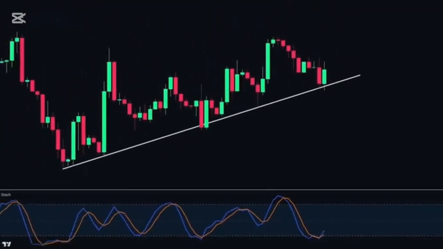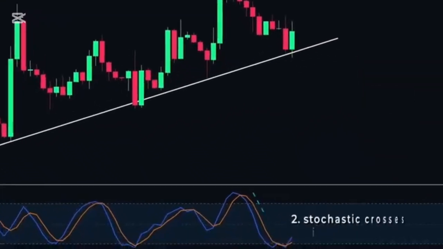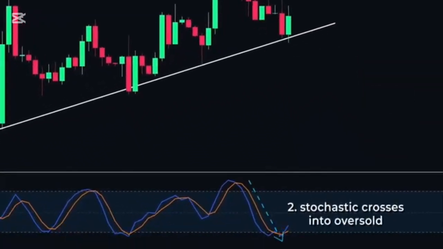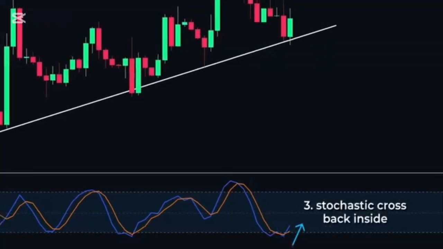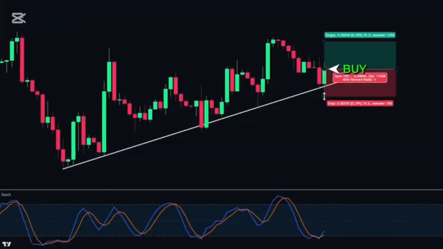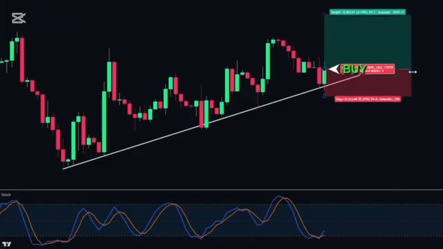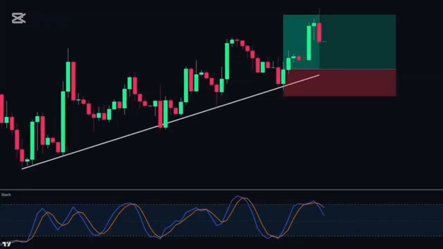So, to recap, first we want to see price approaching the trend line area. Next, we want to see the stochastic cross into oversold, then cross back inside again. Once these signals are met, I open a buy position. For the risk management, we set our stop loss slightly below the swing low in this area. And for take profit, we target 2 times the size of our stop loss. And as you can see, price bounced, hitting our take profit.